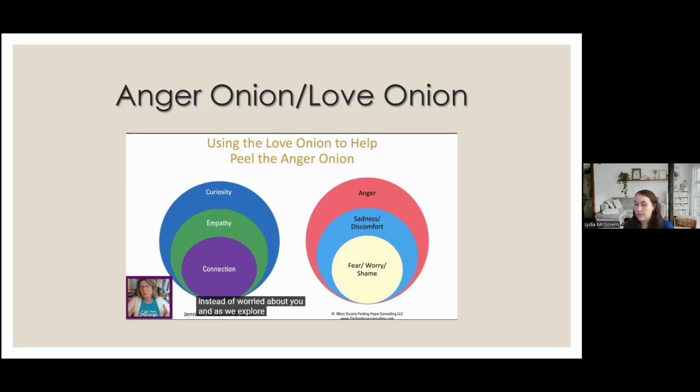And as we explore that, because it's different for every person, we're looking at what's really causing the anger. And now some other people who use the anger onion and the love onion will share with us some ways they use it in their world.